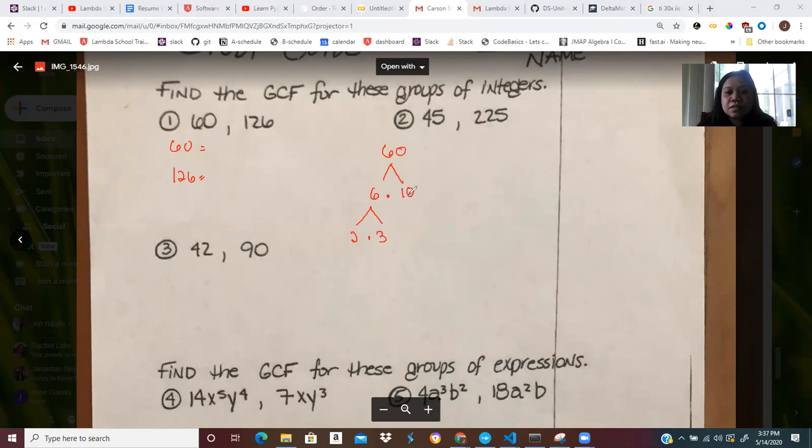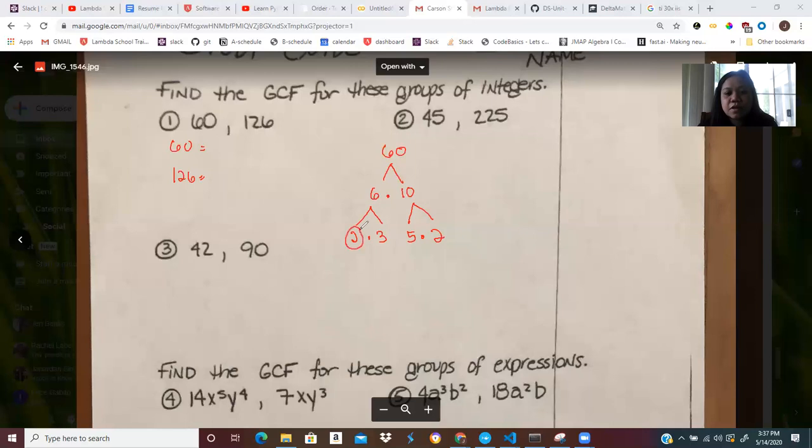And then 10, same thing. Do you guys have any other factors for 10? Yes, you do. You have 5 times 2. Now we have 4 numbers. Now you have to keep on asking, do you have any other factors of 2 other than 1 and itself? No more, right? So the only factors of 2 are 1 and 2. So therefore, since you got to the end of the line, you have your final factors, 1 and 2.